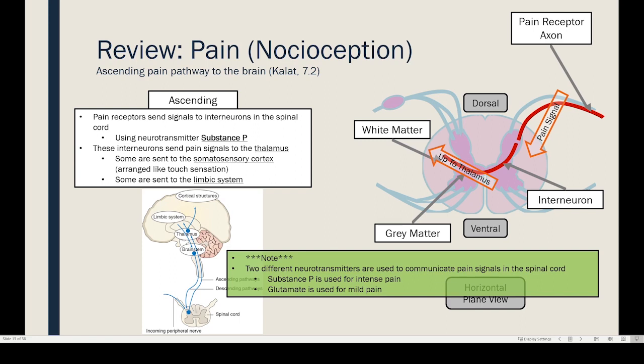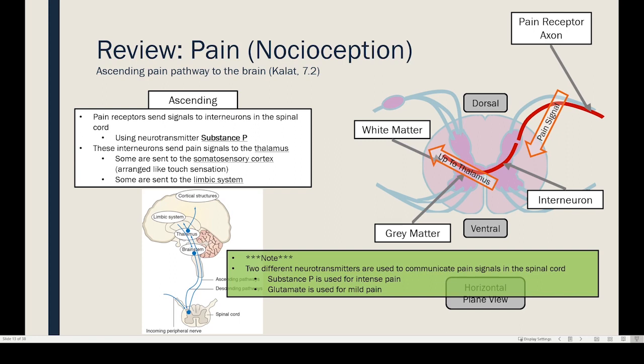And then some of those pain signals, instead of going to the somatosensory cortex, go to the limbic system, because the limbic system, remember, is about processing emotions and memories. And so pain is really important in building memories, because you want to avoid pain. So you want to be able to build a memory of what happened when you received pain, so that next time you can avoid that situation.